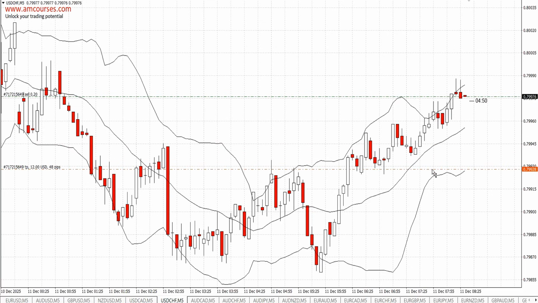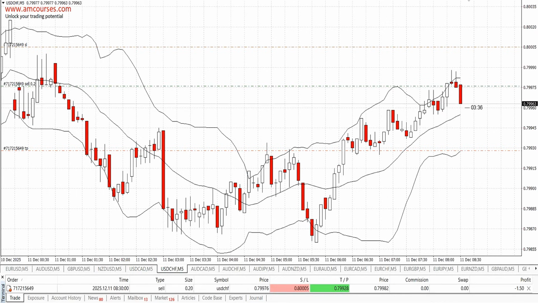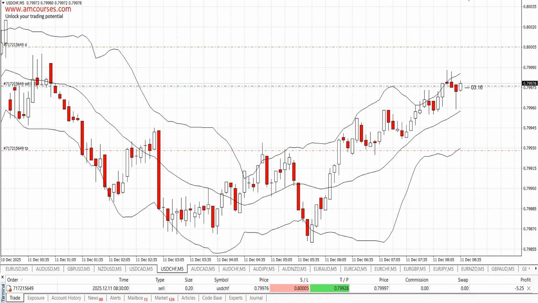At that level, a clear shooting star pattern formed, showing strong rejection of higher prices and signaling that buying pressure was weakening. This is one of the strongest reversal signals when it appears at the outer band. Once the shooting star closed, I waited for the next candle to confirm the reversal. The following candle closed bearish, giving me the confirmation I needed to activate the sell setup. After this confirmation candle finished forming, I entered a sell trade.